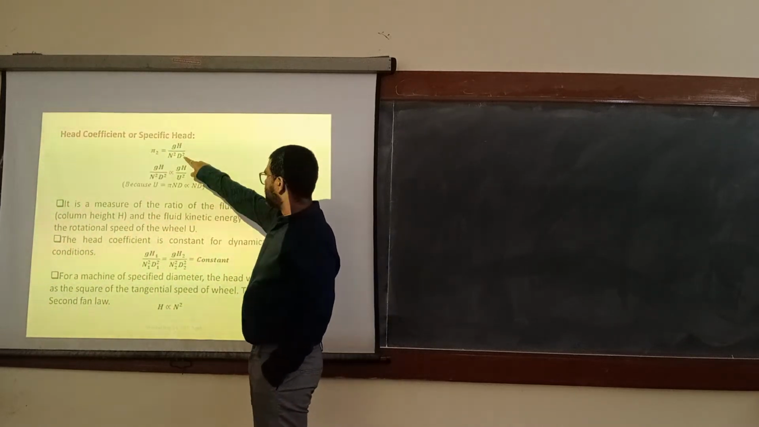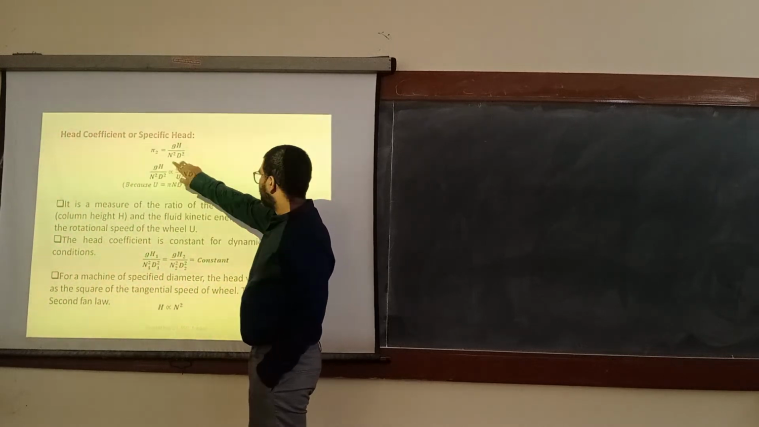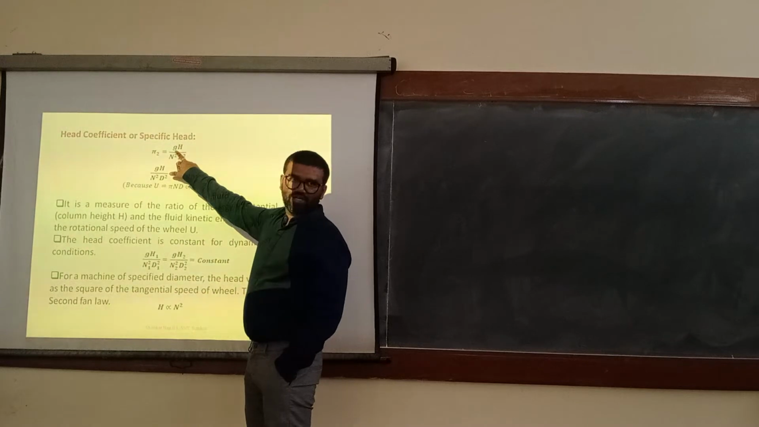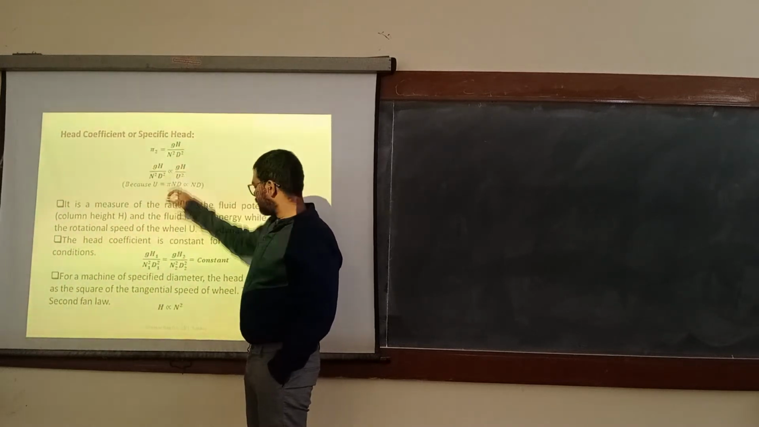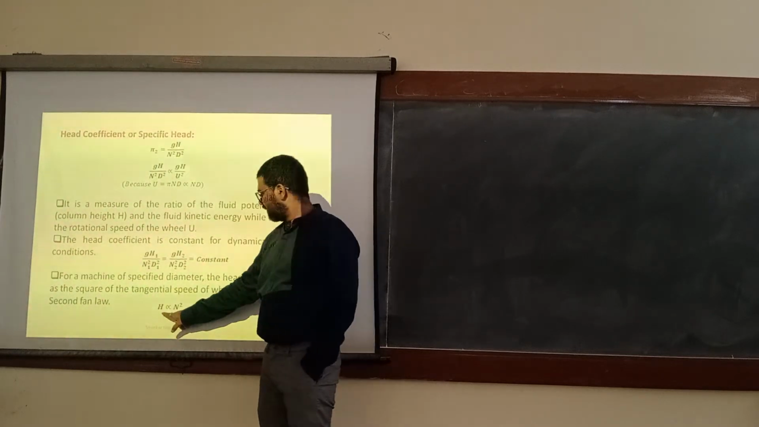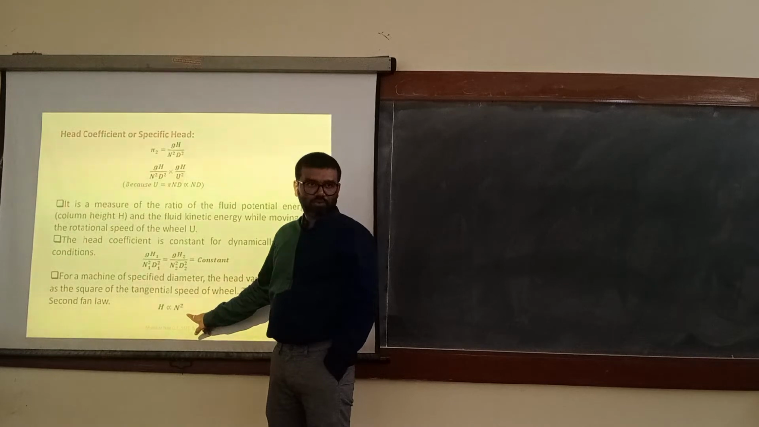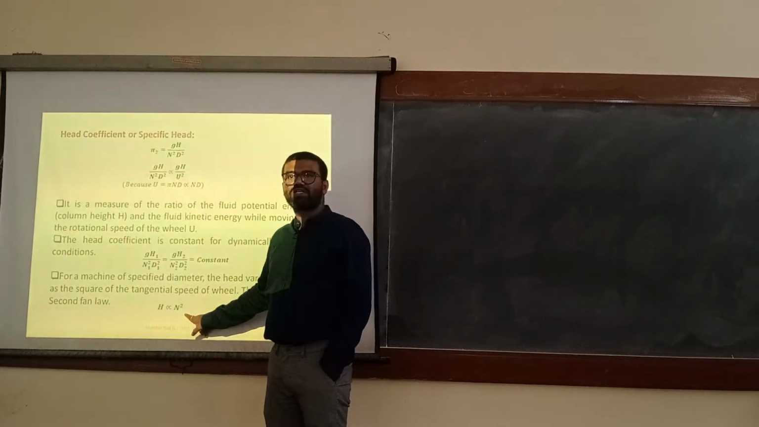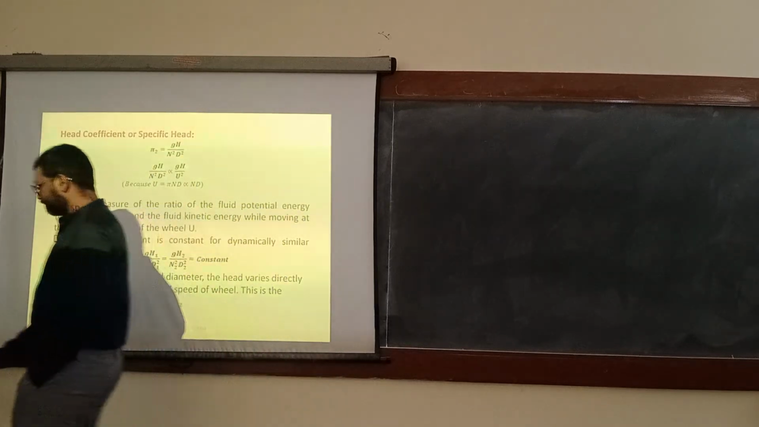That means here, for a specified diameter, D will remain constant for a given machine. g is acceleration due to gravity, which is constant. So here H is directly proportional to N square. That is, the head produced by the machine is directly proportional to the square of its speed. Okay, this is the second fan law.